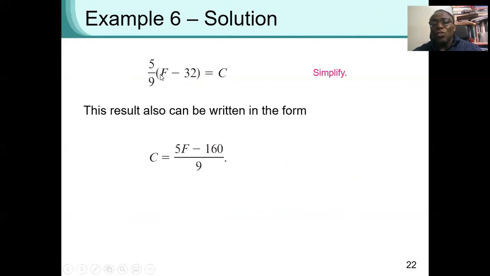We can change the form. Basically, what we are doing here is to combine, the 9 should multiply everything. So I open the parentheses, 5 times F, 5F, 5 times 32, 160. So it will be 5F minus 160 over 9.